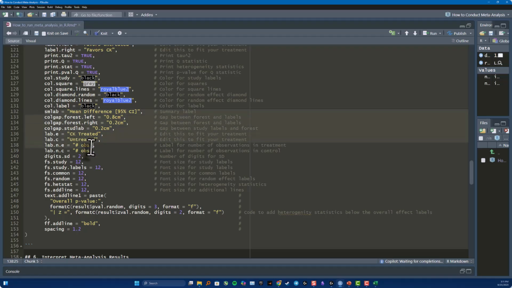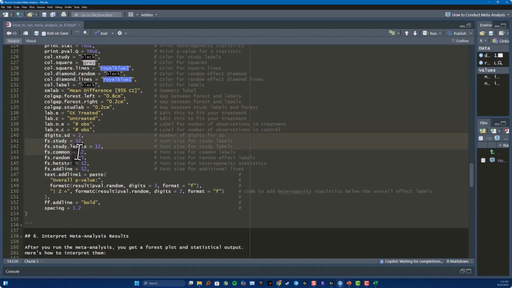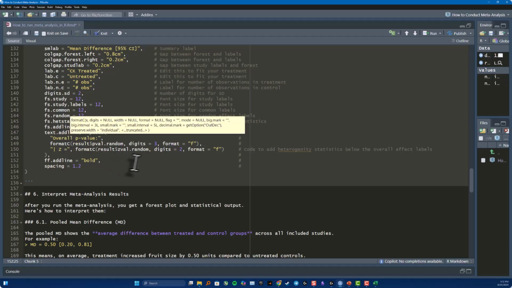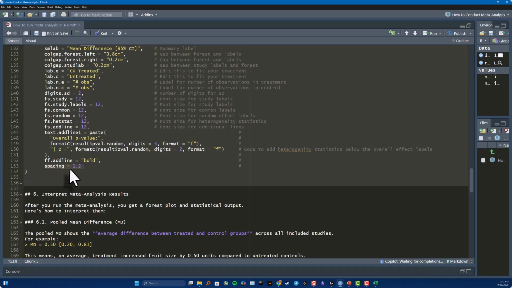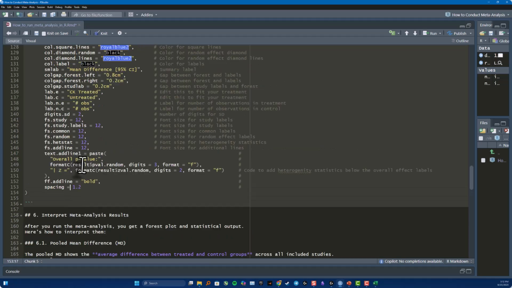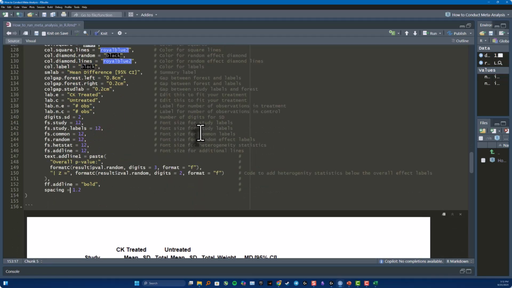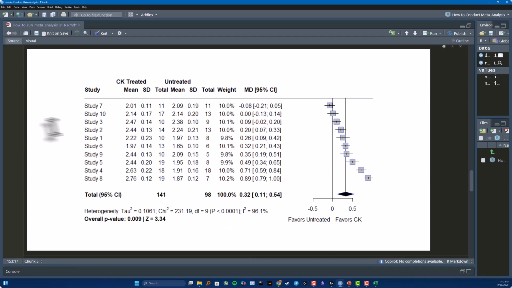Down here is just some stuff for layout and naming some of the things, and then going here as well, it's just the different font sizes. I made this add line down here that formats the heterogeneity statistics to be below the plot, and it looks pretty nice, and I add some spacing here to give them more space at the bottom. So I will run this, and this will generate a forest plot, and then we can see how that looks.